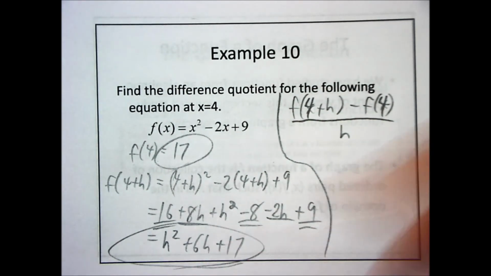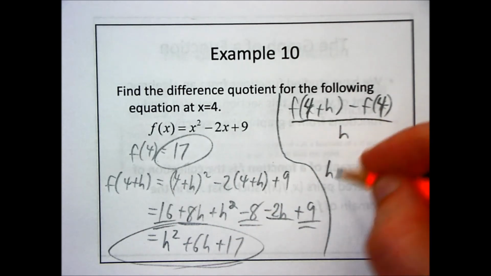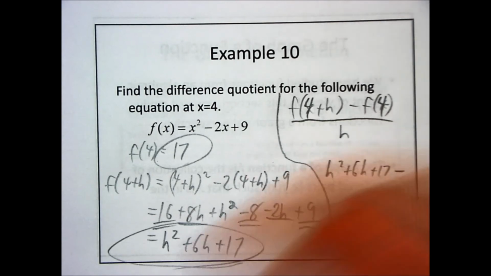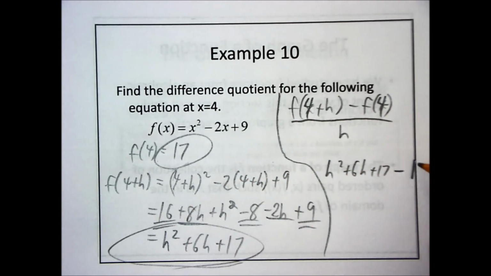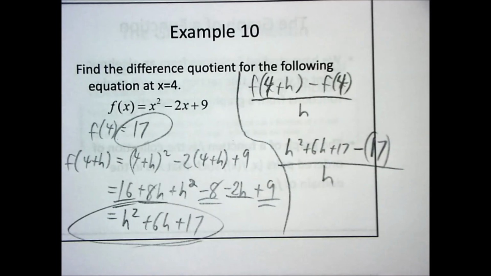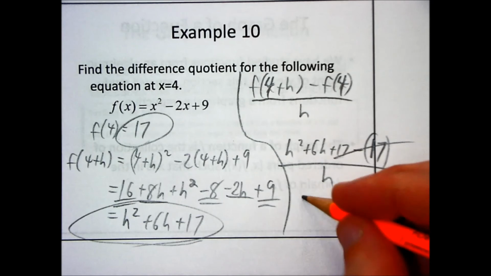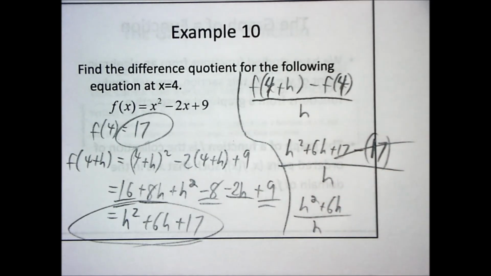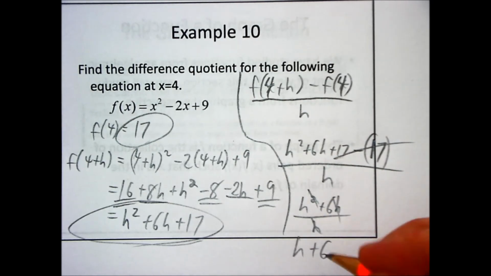So now I'm going to plug both of those things into the difference quotient. I'm going to take the f of 4 plus h, subtract from it f of 4, and divide it by h. The 17s go away first. And then since everything's divided by h, you can take an h out of every single term. You're left with h plus 6.